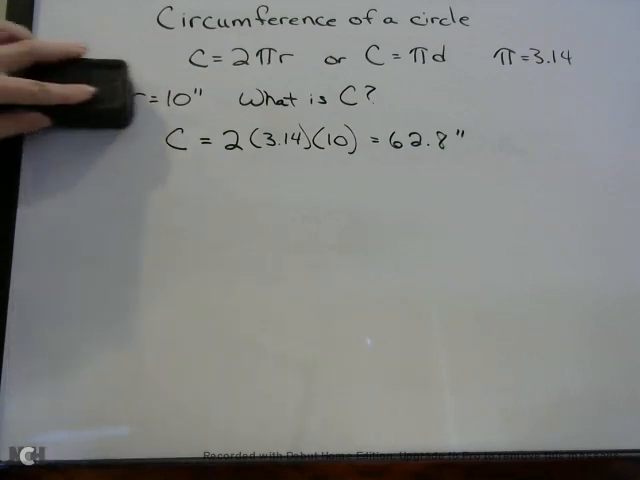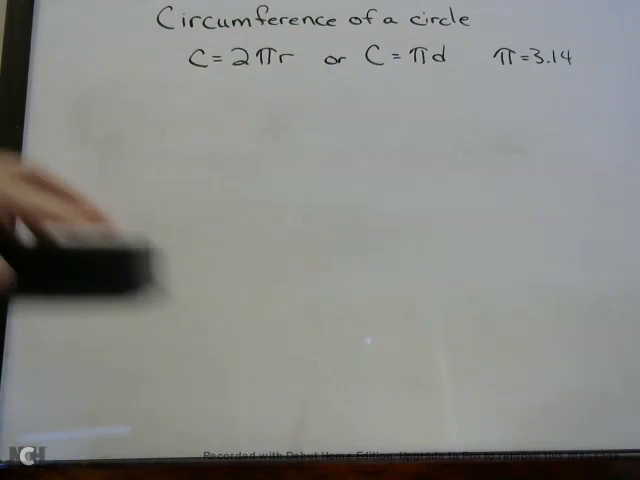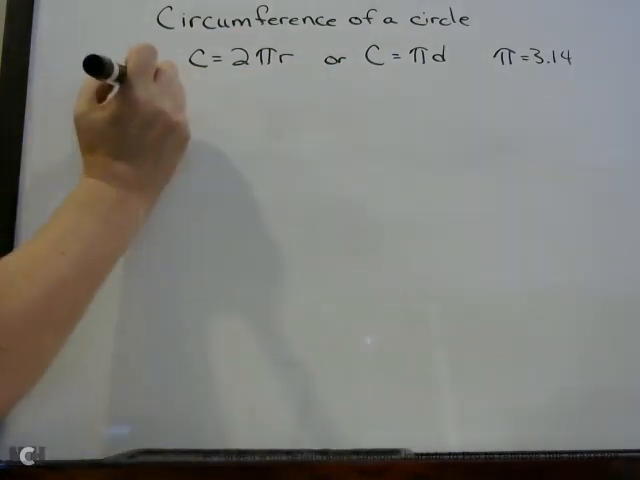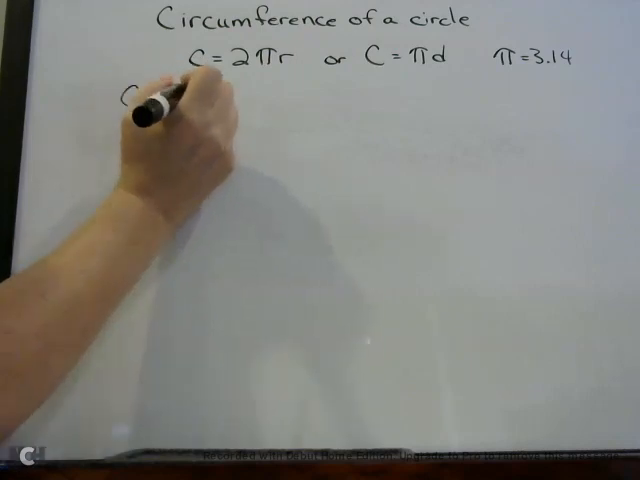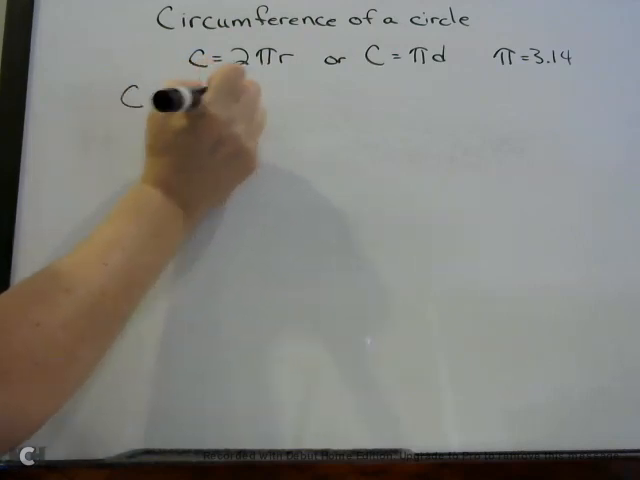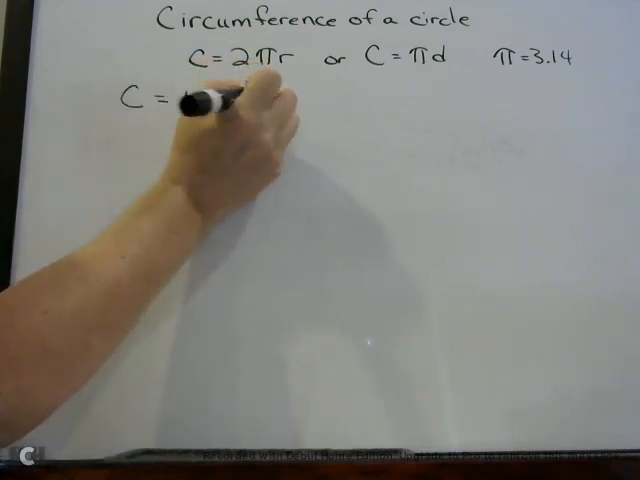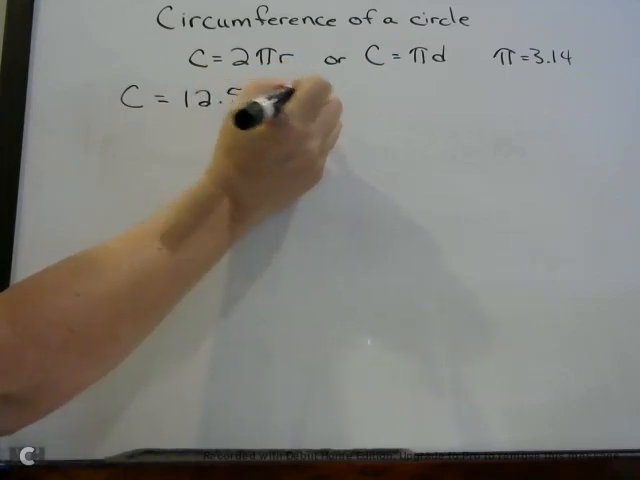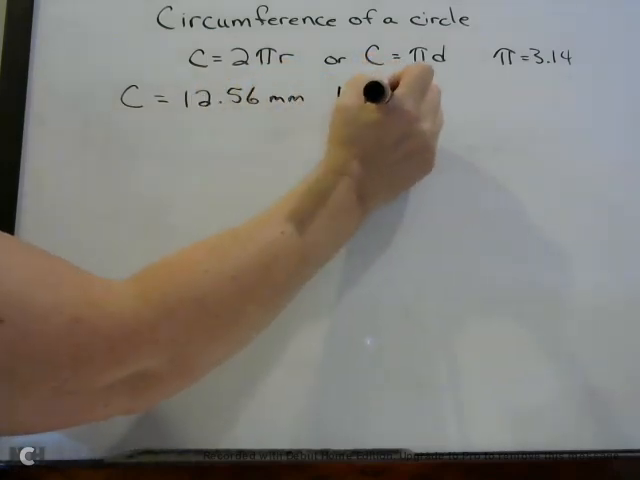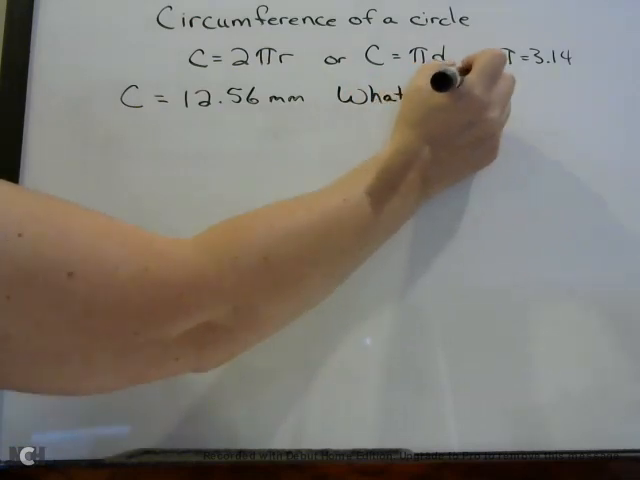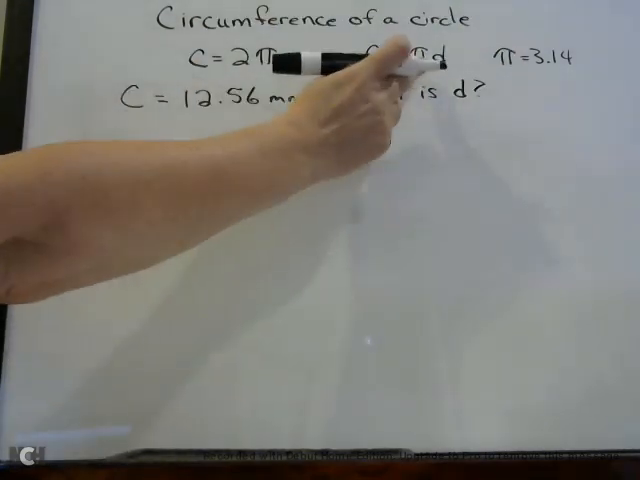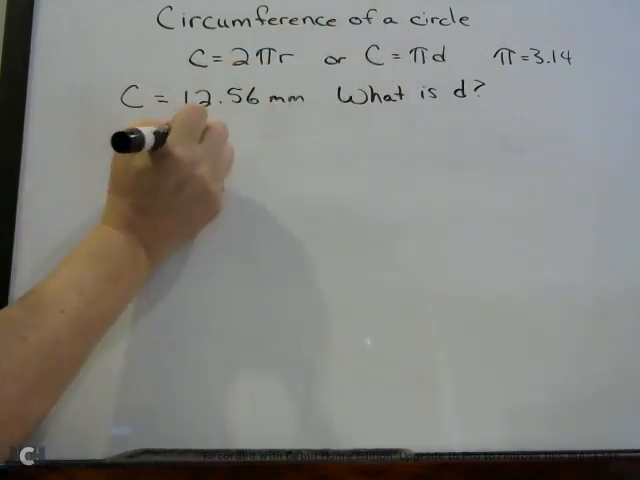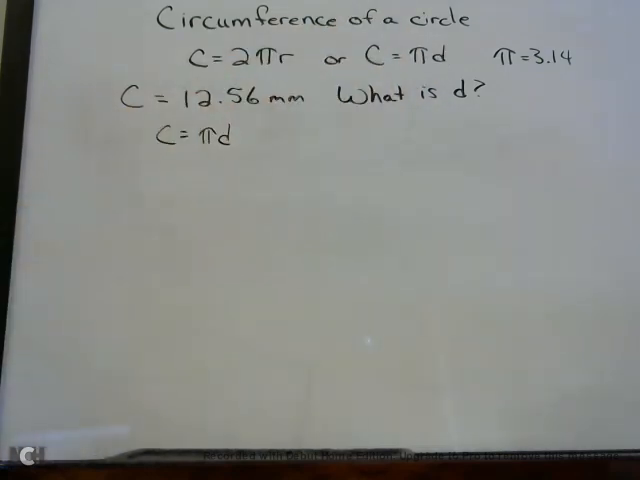Now, they may make you use a little bit of algebra. So instead of giving us the radius or diameter, let's say they give us the circumference is 12.56 millimeters. What is the diameter? So we're going to use this formula, C equals pi times diameter. We're just going to plug in what we know and then solve it algebraically.